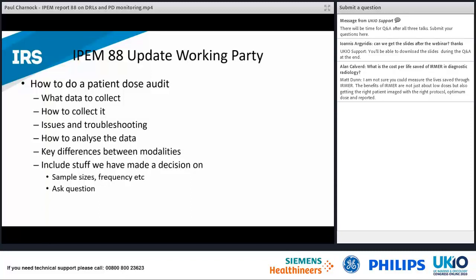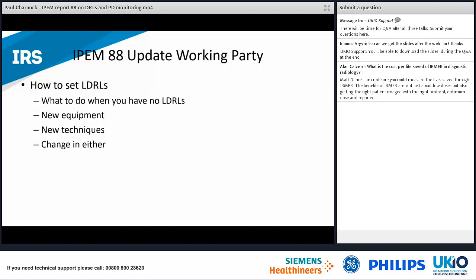We're aware that there's not going to be a one size fits all for the different modalities. So whereas we might have some general methodologies, we'll then have the key differences for each modality. The next chapter, once we've done our patient dose audit, is how to set local diagnostic reference levels. So how do you use the results of your survey, your patient dose audit, to set some LDRLs?